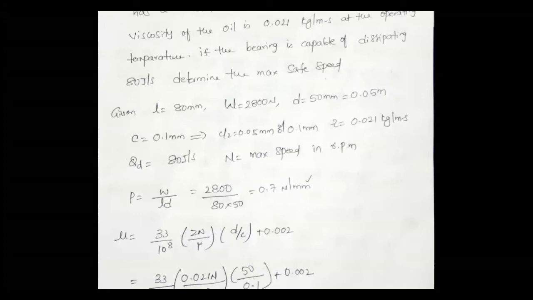0.7 Newton per mm square. So the bearing pressure value is already calculated. Second step is to go for the L by D ratio. Because the L value is known and the D value is known, there is no need to calculate the L by D ratio. If it is required, you can calculate it. Okay, fine. Second step is also over.